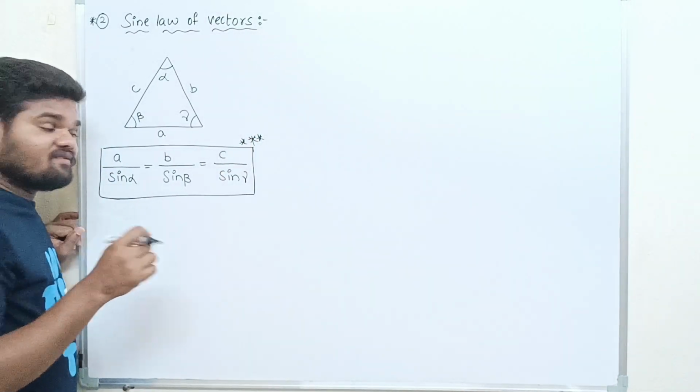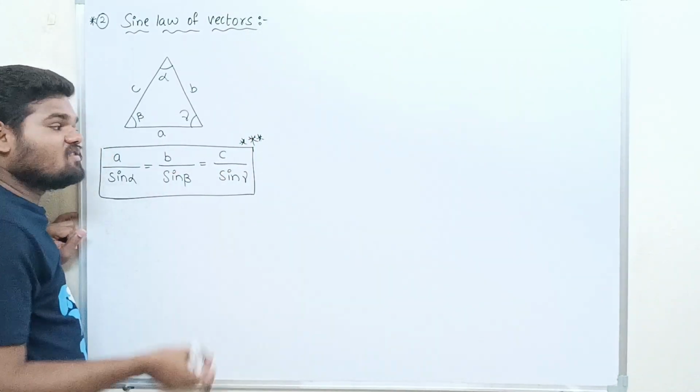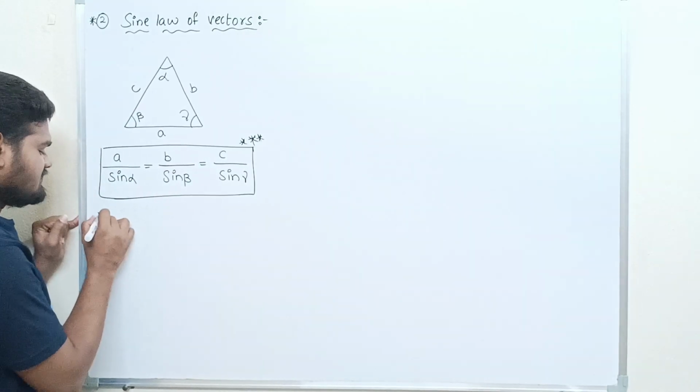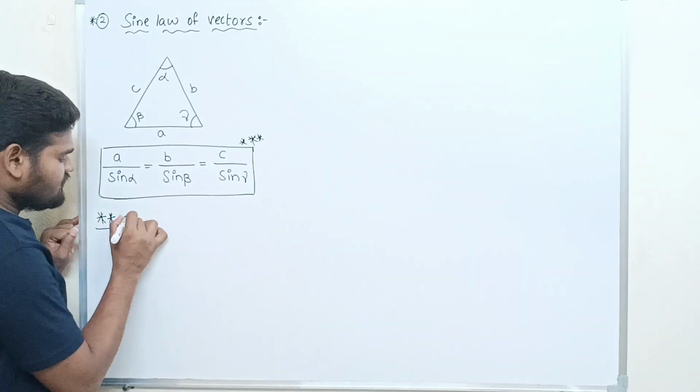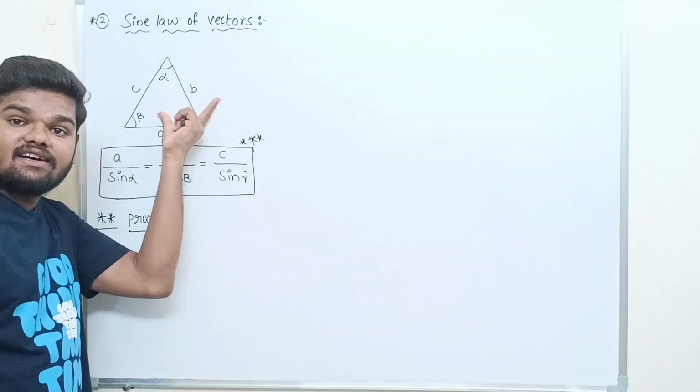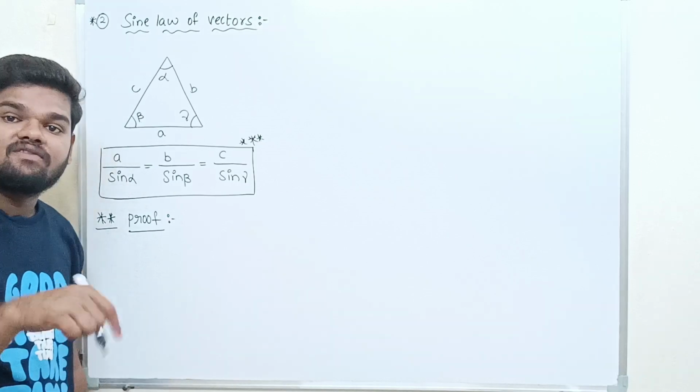Sir, we need proof, sir. We don't believe in this formula. We need proof for this formula. Okay, I will do the proof for this formula. Proof, right? So I'm taking the same triangle in the form of vectors.